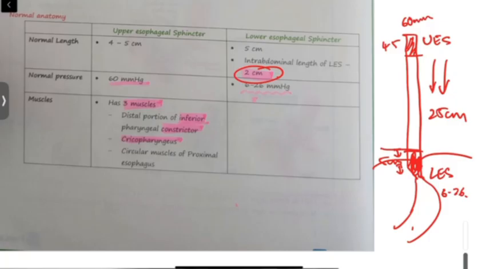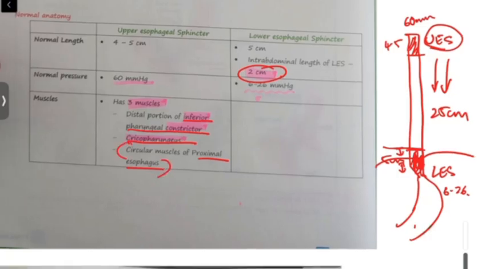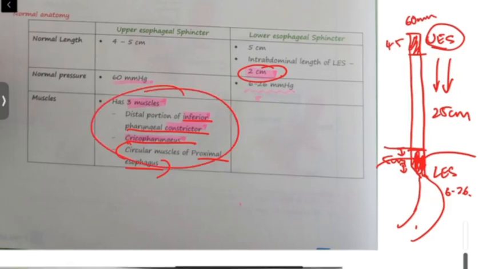And usually the upper esophageal sphincter, just like I said, it is usually skeletal muscle ಇರುತ್ತೆ ಮೇಲ್ಗಡೆ, ಲೋವರ್ ಅಲ್ಲಿ ಸ್ಮೂತ್ ಮಸಲ್ ಇರುತ್ತೆ, ಮಧ್ಯದಲ್ಲಿ there will be transition. So since upper esophageal sphincter has skeletal muscles, it will be having distal part of inferior pharyngeal constrictor, cricopharyngeus, and some proximal circular muscles of proximal esophagus. So these will be the muscles which are skeletal muscles that will help in managing the passage of food.